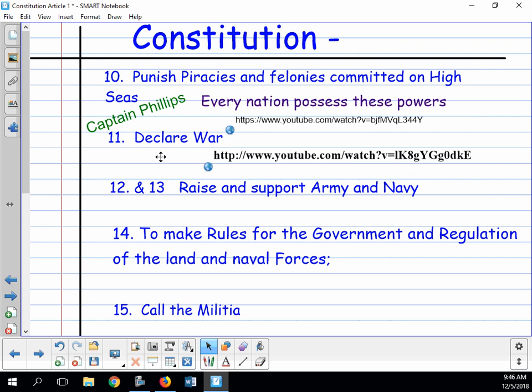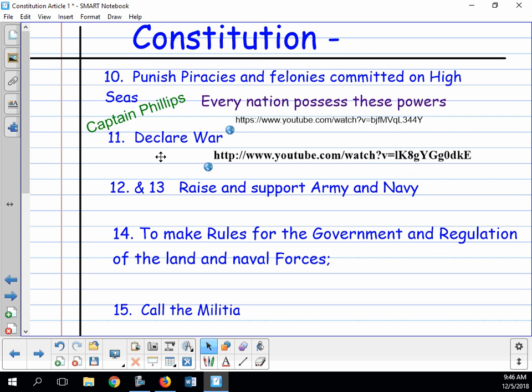Okay, declare war. The Congress, both the House and the Senate, have to declare war. For war to be actually official, the Congress has to vote for it. There have only been two wars that Congress has voted for: World War I and World War II. All other actions are known as police actions or just presidential action. Soldiers have been sent mostly on presidential order.